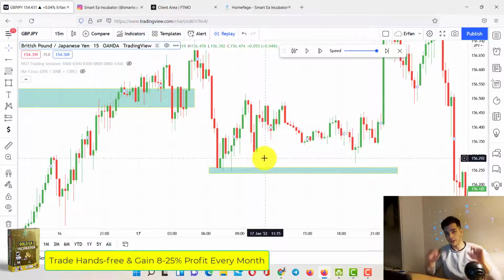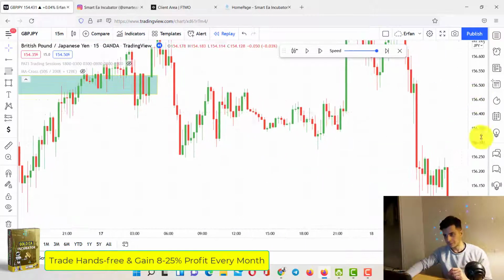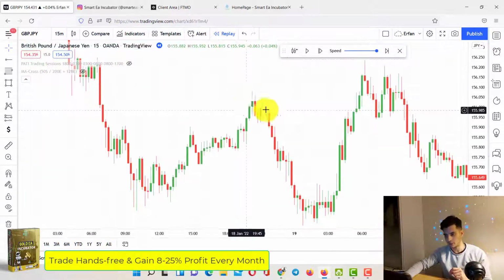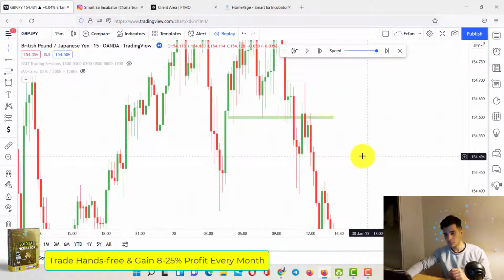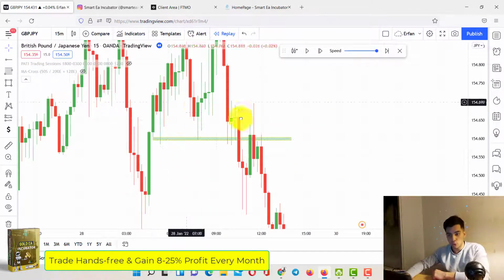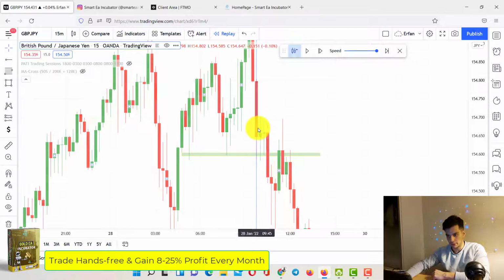So I'm going to show you more examples that I prepared right here. Let me just reset my chart. So for example, here we have a very strong support level before the break of structure.